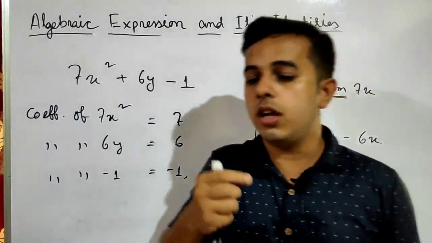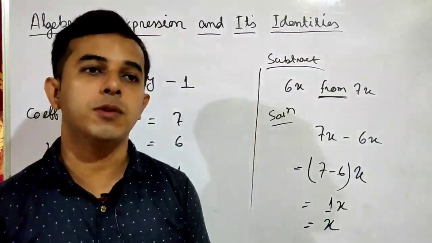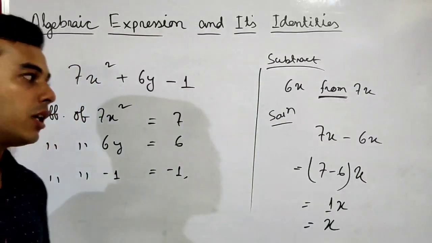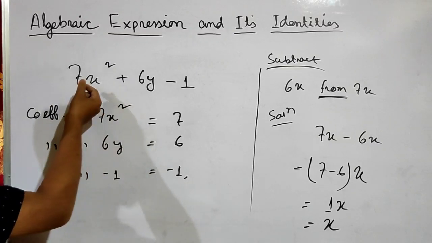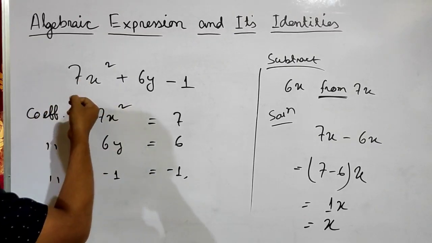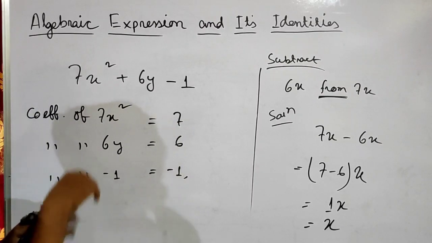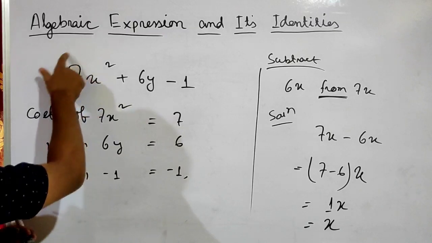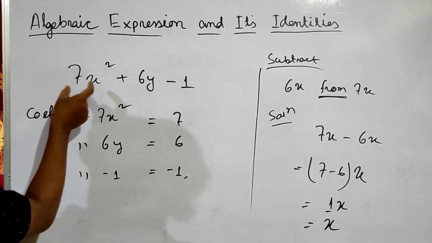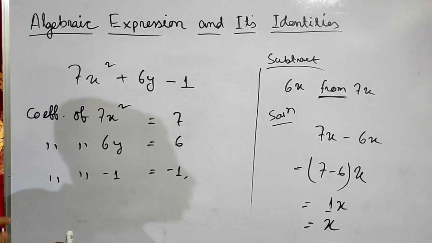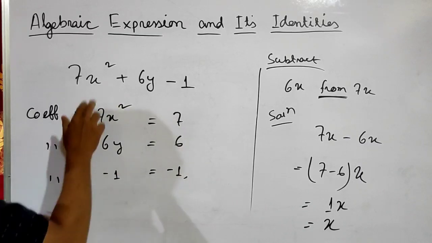Okay, now I will try to add one more concept: numerical coefficient and variable coefficient. You will be thinking that the coefficient of 7x square is 7. But in some cases, we can write the coefficient of 7x square as x square. Why? For example, if 7x square is a term and it is asked to find the coefficient of 7, your result will be x square. Clear?